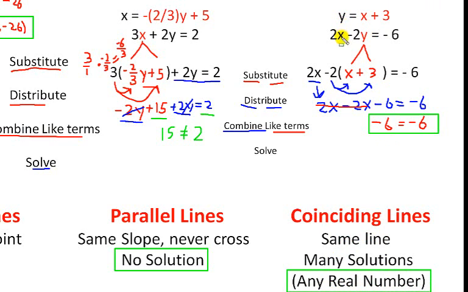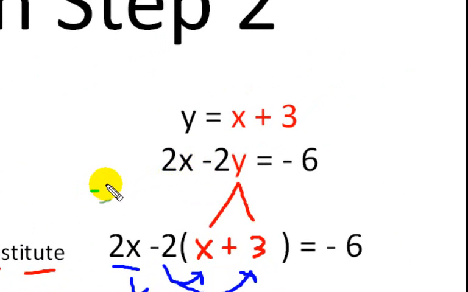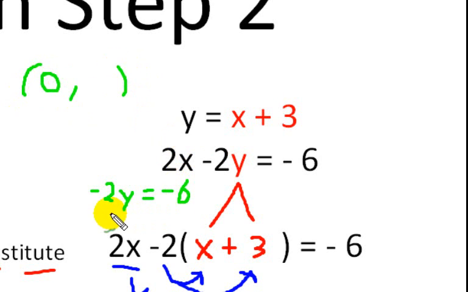So for example, right here, if I plugged in 0 for x, that means this term would disappear. And I would get negative 2y equals negative 6. So this is if I plugged in 0 for x. Okay, I'll divide both these sides by negative 2 to solve for y. Negative 6 divided by negative 2, that would give me 3. So I'd get y is equal to 3.